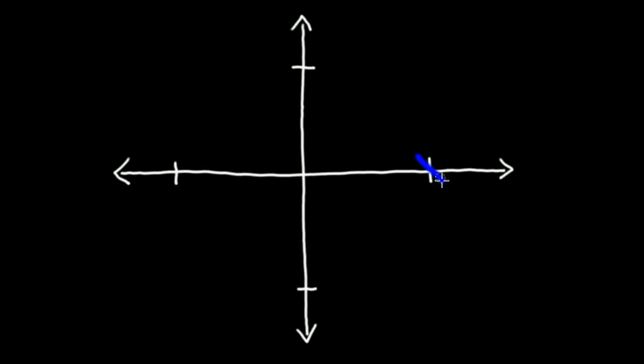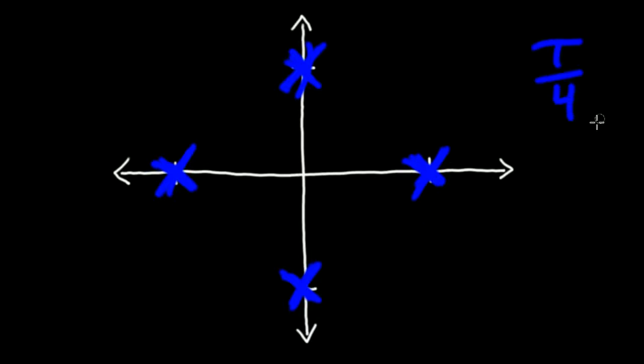Let's say we start here, and then the next one's here, and the next one is here, and the fourth sample is here, and so forth. What is the frequency of this signal? Well, you might say it's the sample rate divided by 4, or I would just say it's tau over 4. That is the frequency of this signal.